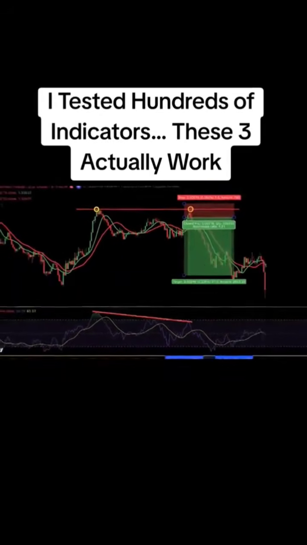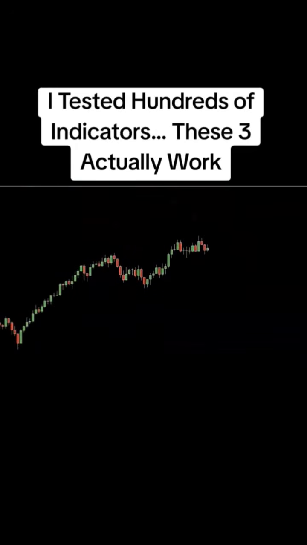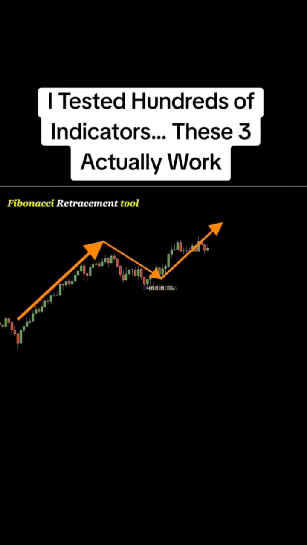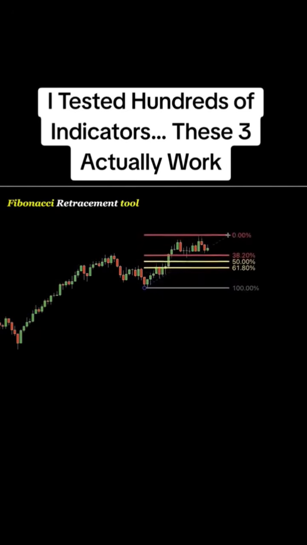Let's get started. The first trading indicator we'll cover is the Fibonacci retracement tool. Take a look at this chart example. The market is in an uptrend, indicated by a strong impulsive move to the upside, followed by a pullback. Begin by drawing the Fibonacci retracement from the start of the impulsive move to its highest point.